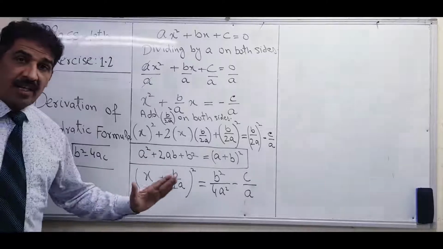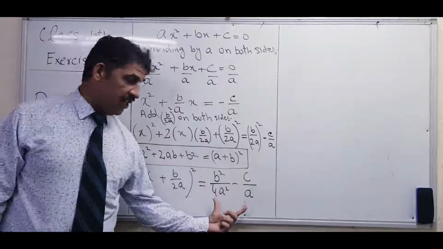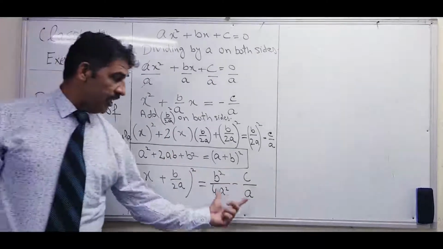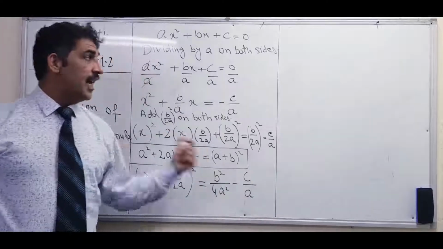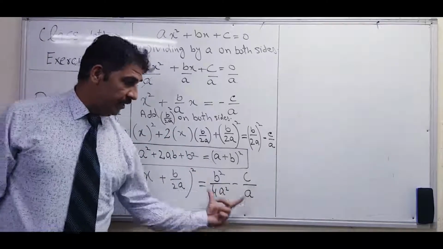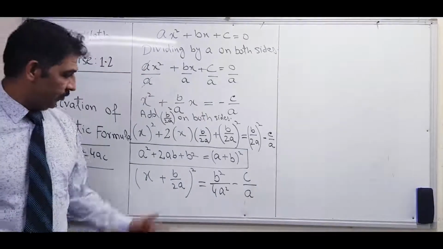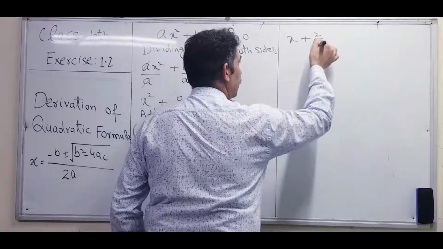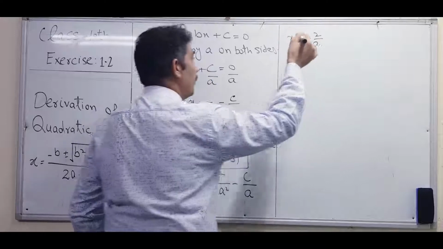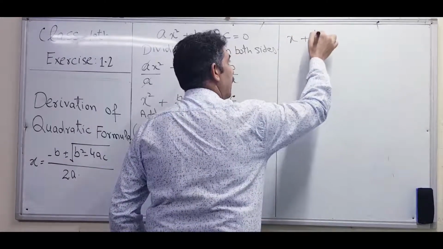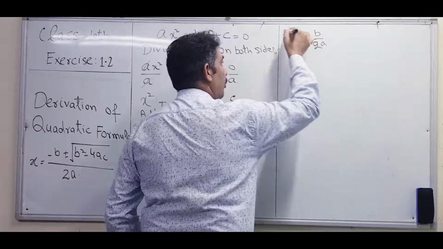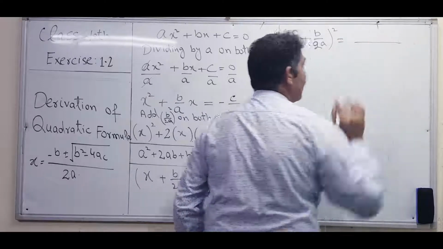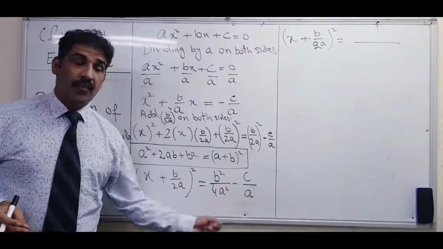We will not take the square root on both sides until we shift the right hand side into a single term, because there are two terms, one and the other, due to this minus. How do we make it a single term? We have to simplify. Simplify means we take the LCM. The left hand side will remain the same: x plus b over 2a. Sorry, when I was shifting that there was a mistake. x plus b over 2a whole square is equal to, we will take the LCM. What is the LCM of that? 4a square.